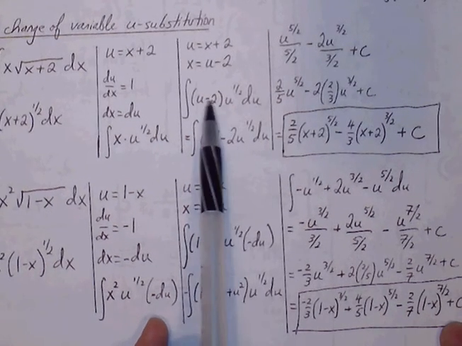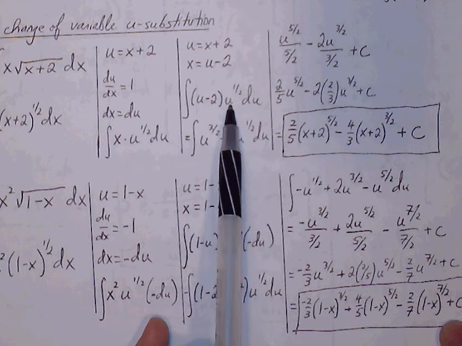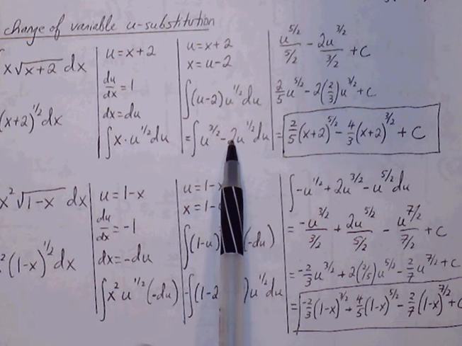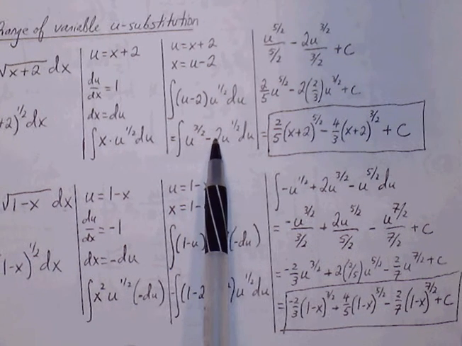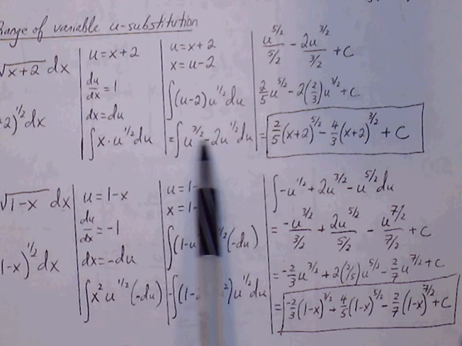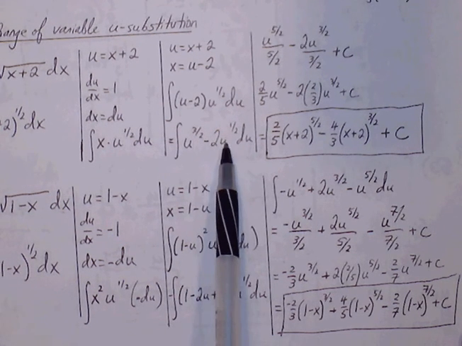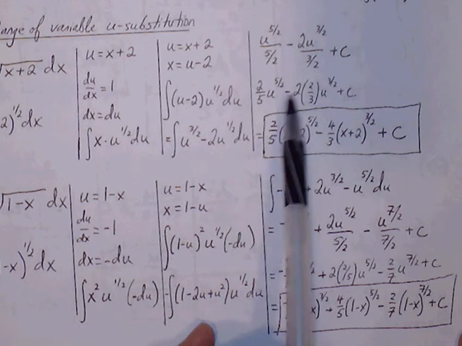Okay, distribute the u to the 1/2 through. We want to get this set up so we can apply power rule. Okay, so now we're ready to go with power rule. Variable is up in the numerator. Go through power rule. Okay, bring up the denominators, and then replace your u in terms of x.